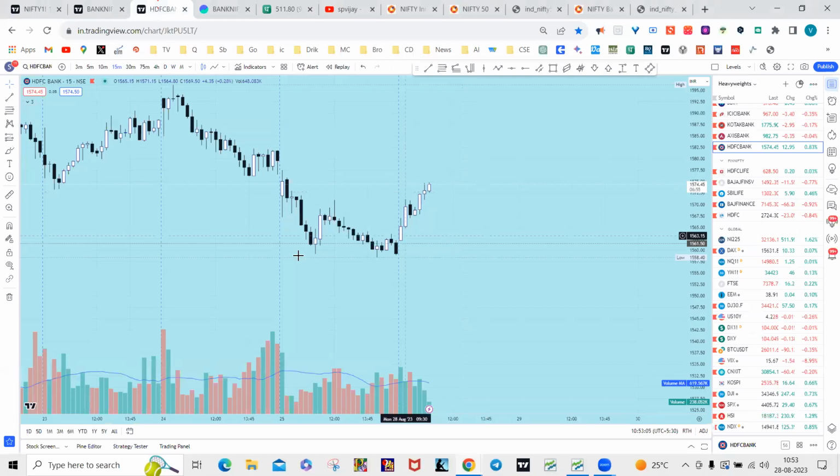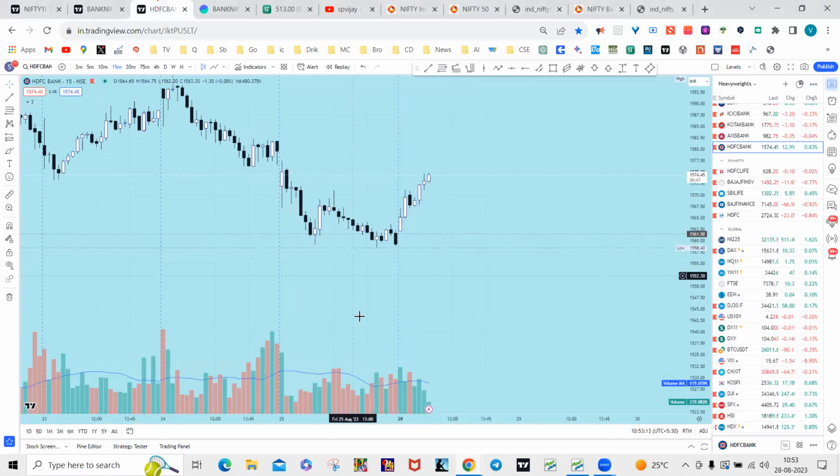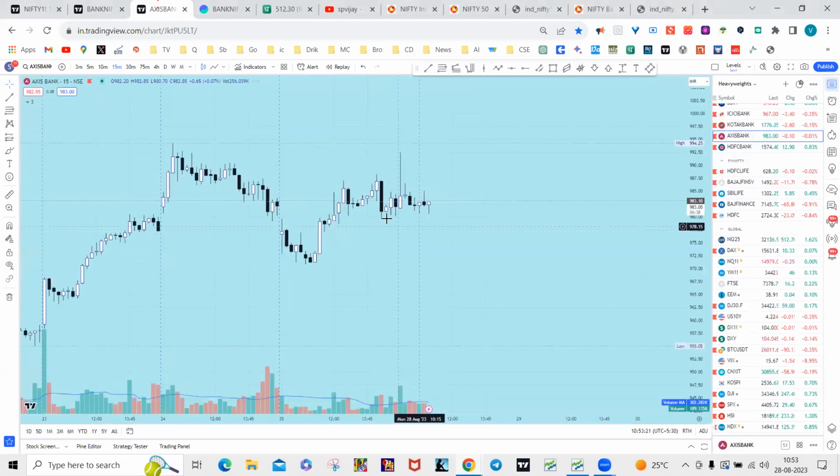That is, knowing the open is equal to high or open is equal to low on the heavyweights. You can see just HDFC Bank today. It's heading one way, right? So that's the point which I'm trying to convey. And also, let us look at Axis Bank for that matter. Axis Bank is not so much; it's pretty much flat.